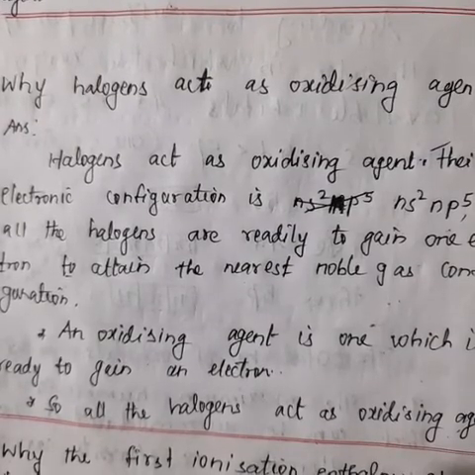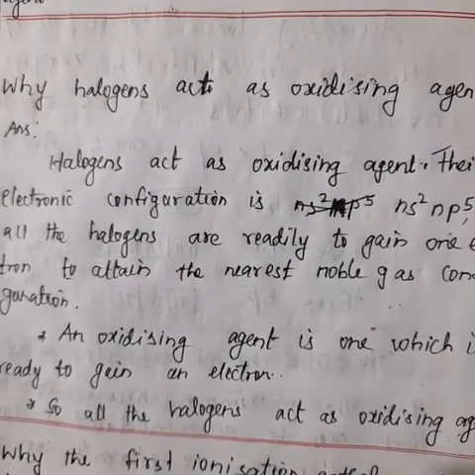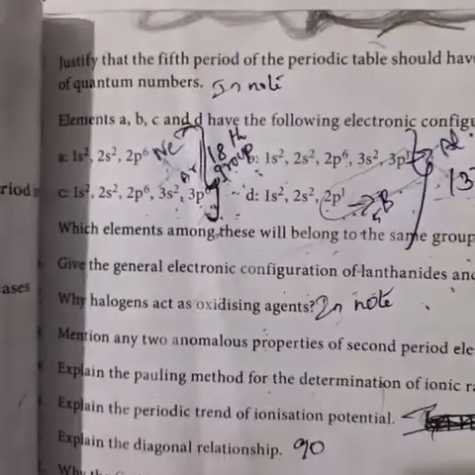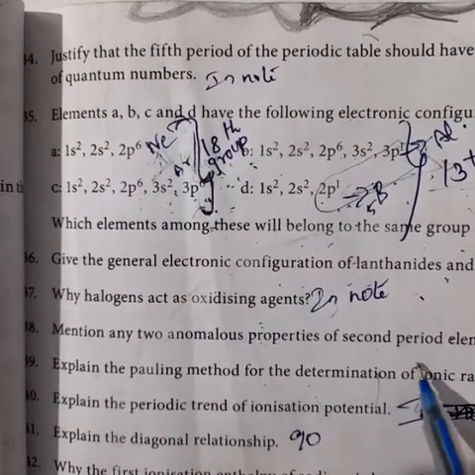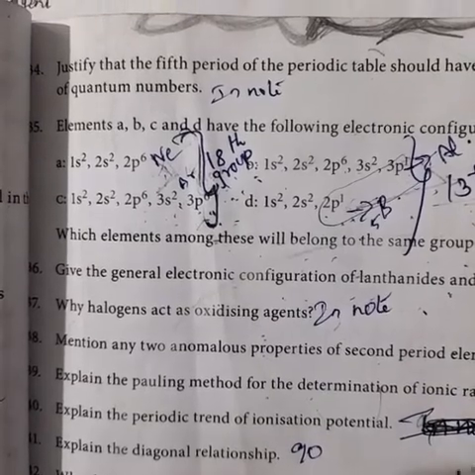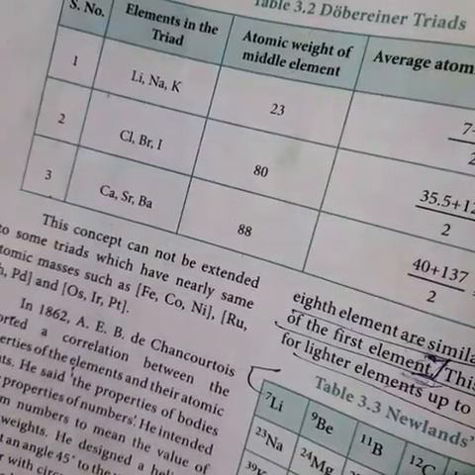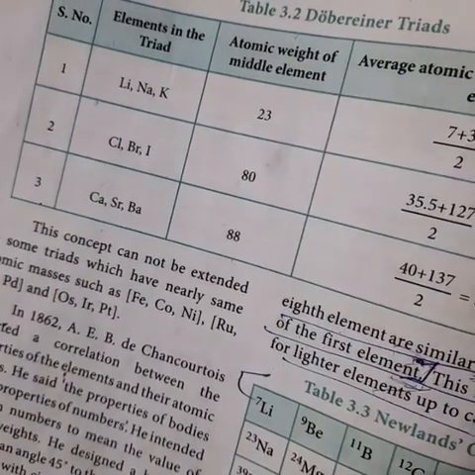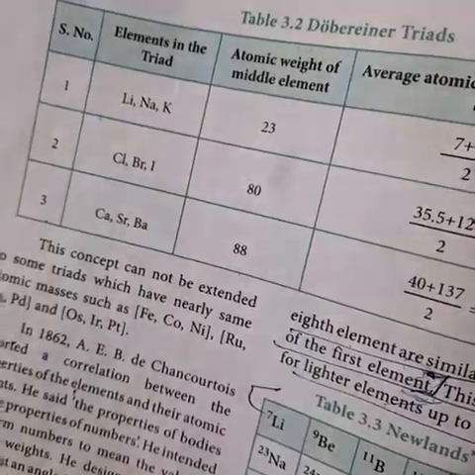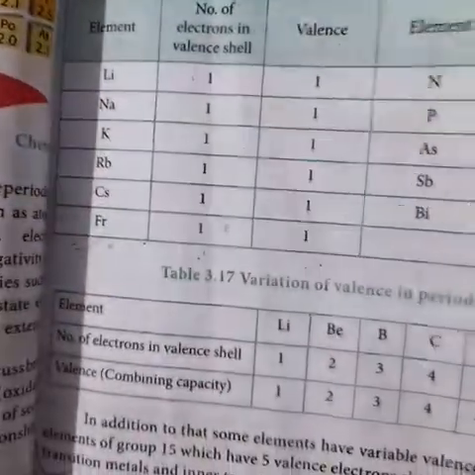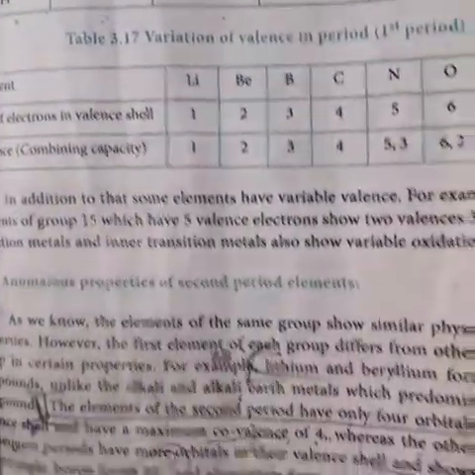Then question number 38: mention any 2 anomalous properties of second period elements. The page number 89. Here, the last paragraph from the 3rd line onwards we have to mark.